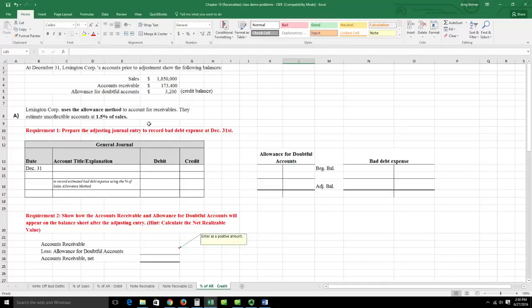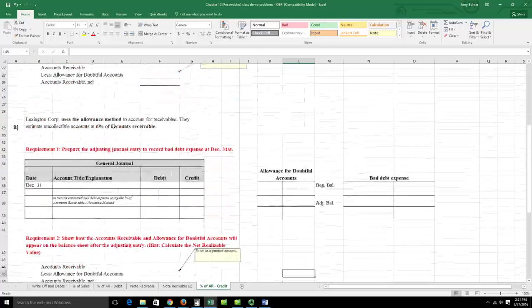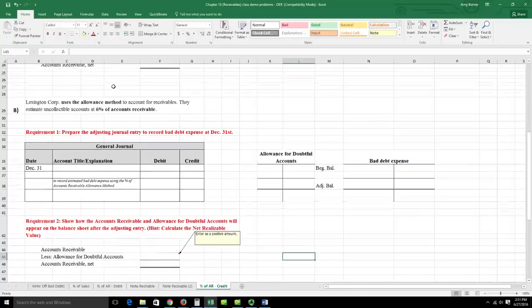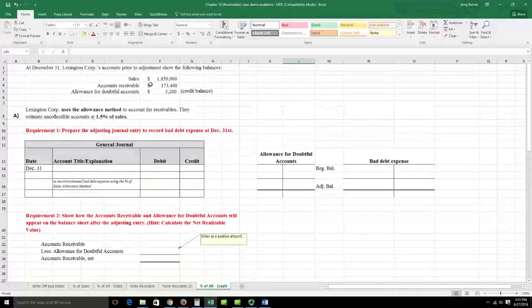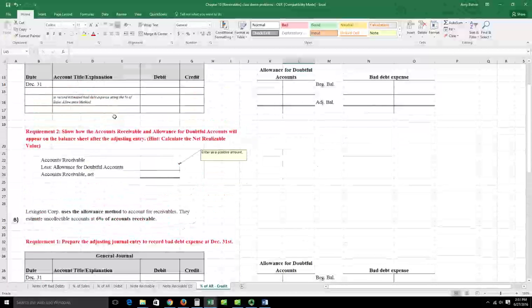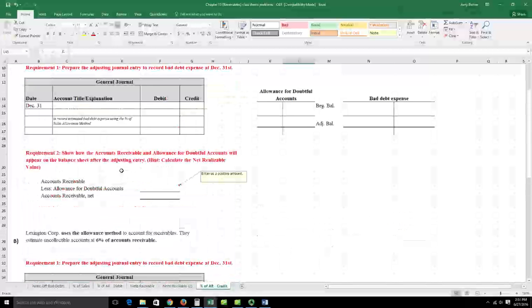And situation A says that Lexington Corp uses the allowance method to account for receivables, and they estimate uncollectibles to be 1.5% of sales. And if you scroll down, again, situation B is completely independent, and now they're saying use the same exact information as above, right? Use the same unadjusted figures, but now assume that Lexington Corp uses the percent of accounts receivable method. Again, both of them are using the allowance method. It's just one is using the percent of sales and one is using the percent of accounts receivable.